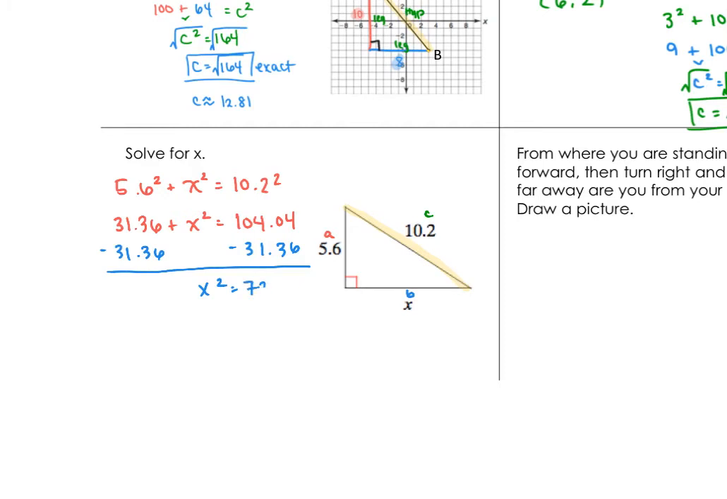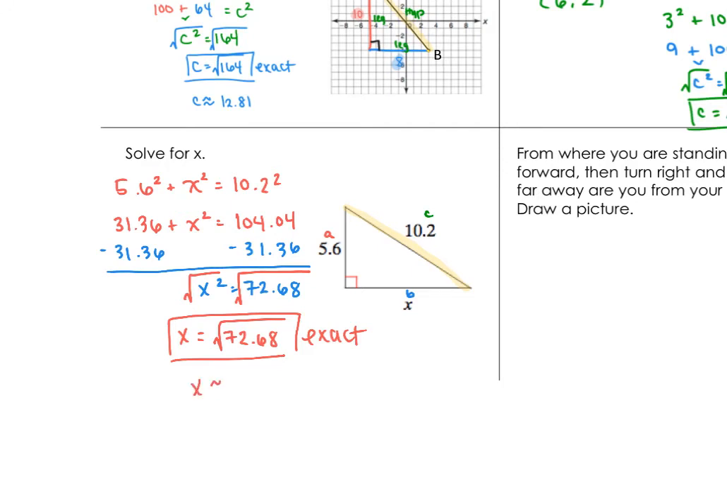That's 72.68. Last step of Pythagorean theorem is you have to take the square root. So my exact answer is square root of 72.68. To get my approximate, put it in my calculator, and you should get x is approximately 8.53.